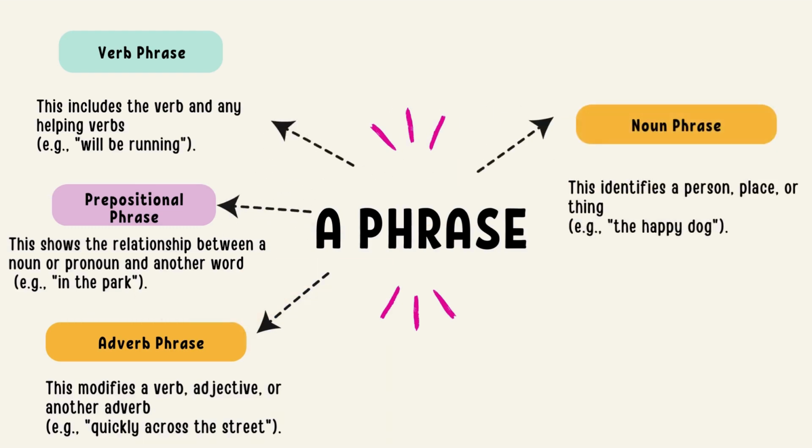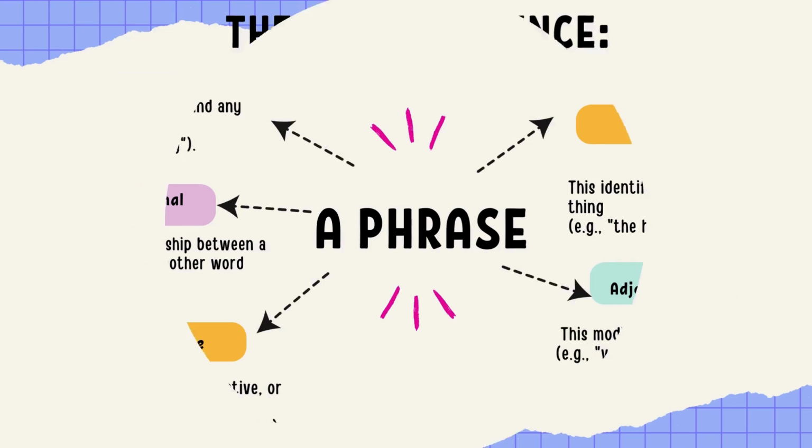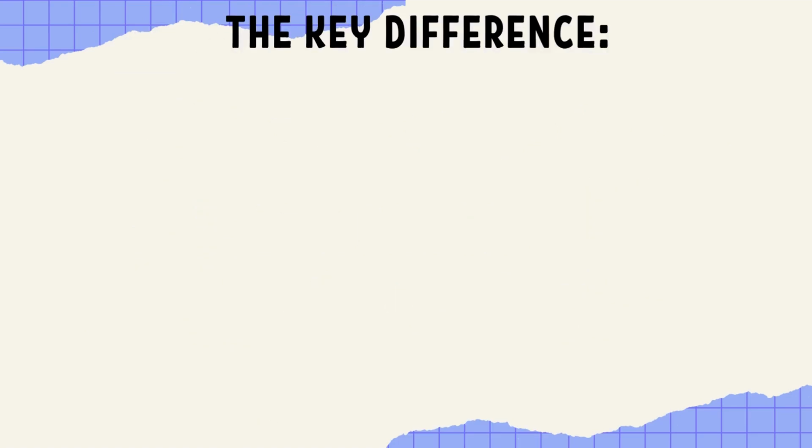4. Noun phrase. This identifies a person, place, or thing. For example, "the happy dog." 5. Adjective phrase. This modifies a noun or pronoun. For example, "very tired, I." The key difference. So how do clauses and phrases differ?